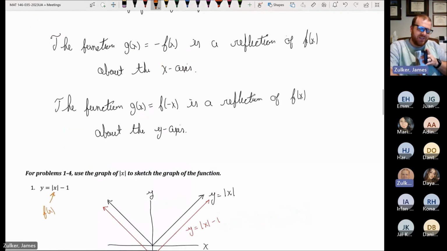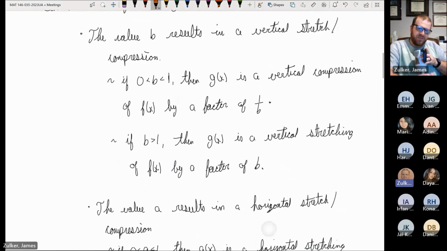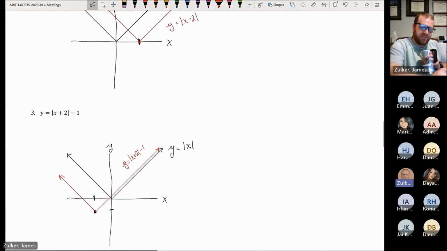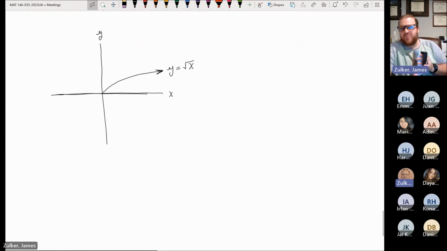And so let's go back up to the list. A stretch, right? Because it's greater than 1. 3 is larger than 1. So it's a vertical stretch. So we're going to stretch it vertically by a factor of 3.